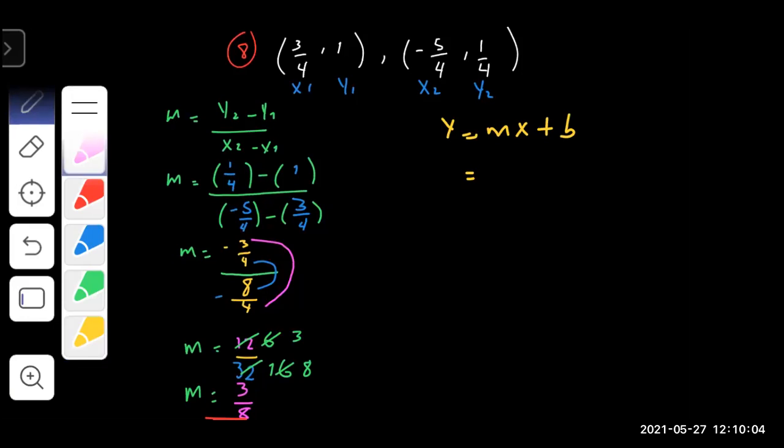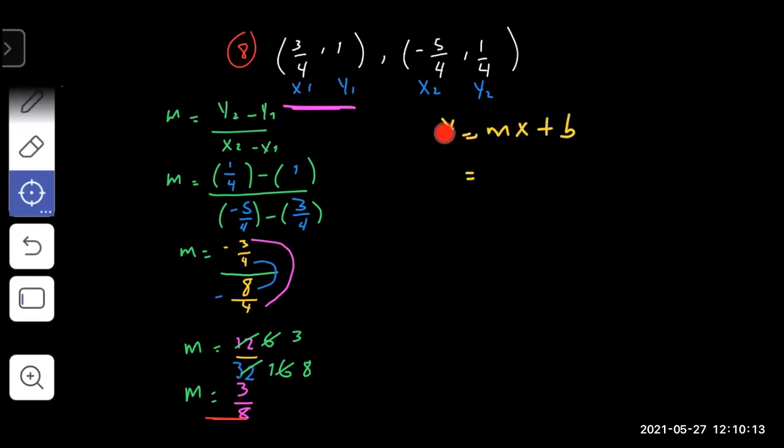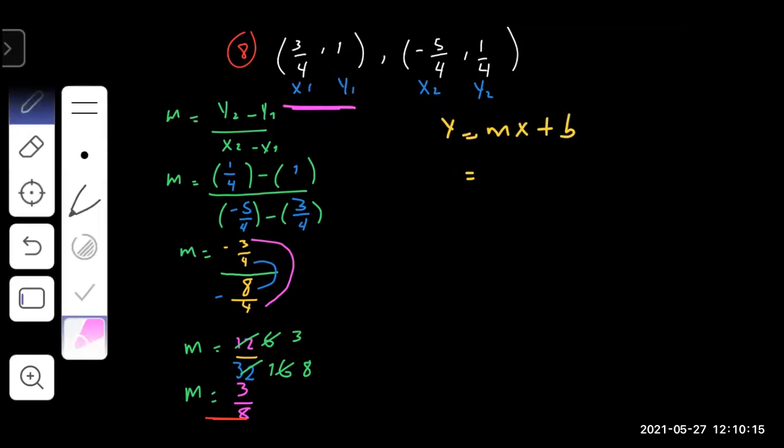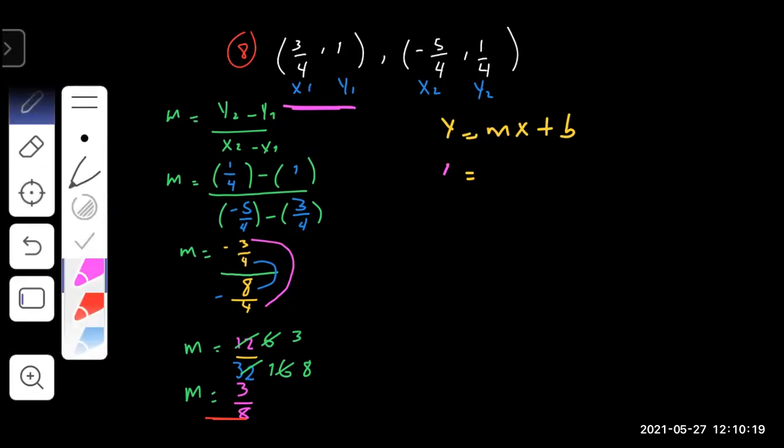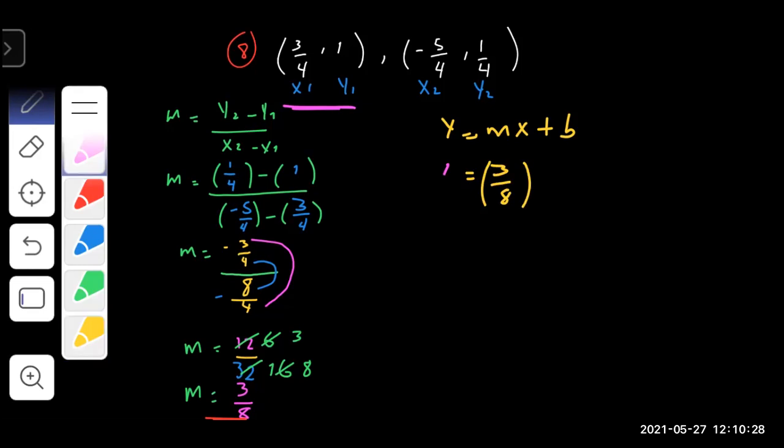The first one. Because we got a 1 and we got a positive. Okay, good point. Okay, let's take the first one. Okay, what is y in the first point? 1. What is m? 3 over 8. Okay, and what is x, guys? 3 over 4. Correct. It's 3 over 4.